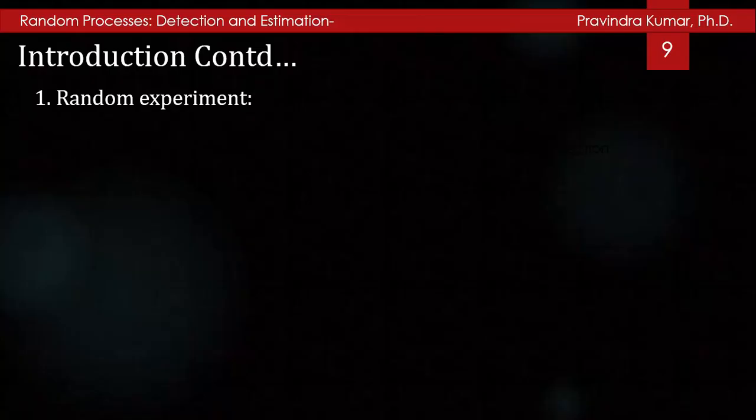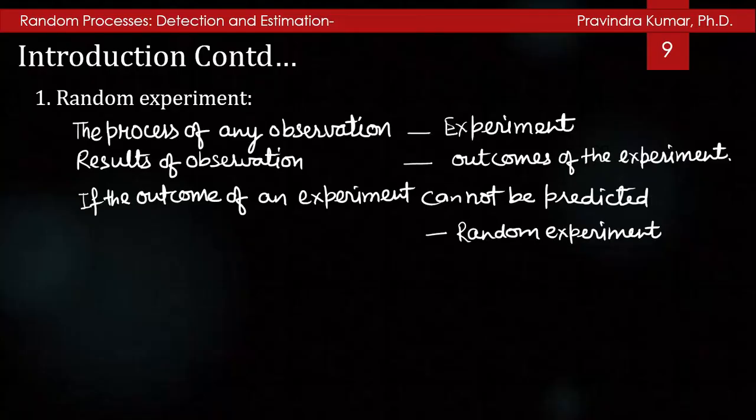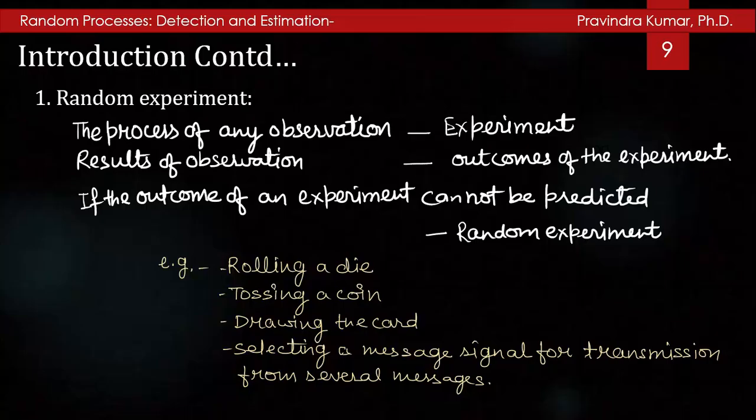The process of any observation is termed an experiment, and the result of the observation is termed the outcome of the experiment. The experiment will be a random experiment if the outcome cannot be predicted. For example, rolling a dice, tossing a coin, drawing a card, selecting a message signal for transmission from several messages.